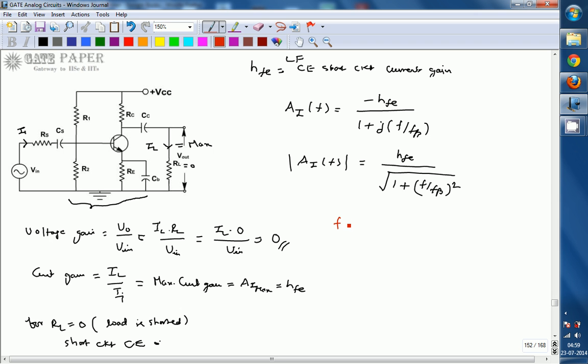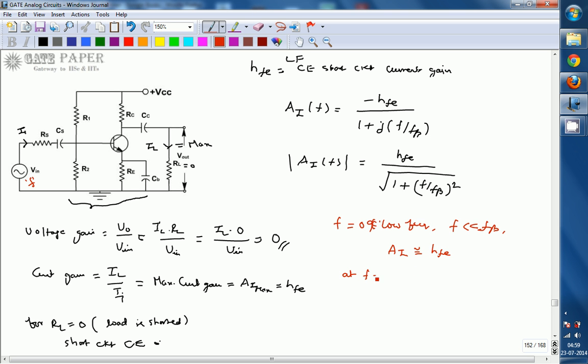Here f is nothing but the input signal frequency. If the input signal frequency is 0 or a low frequency signal, then f is very very small compared to f beta. By that time the term f by f beta cancels out, and the gain provided by the amplifier is approximately equal to HFE.